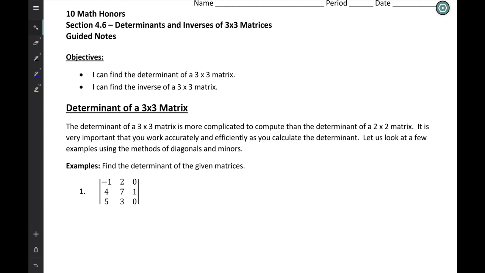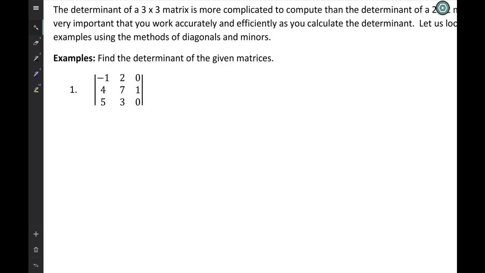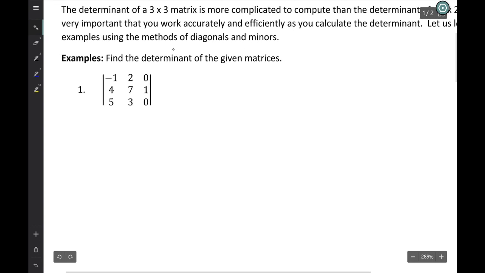Follow along as best you can, do some practice problems, and we'll figure it out tomorrow if you have any questions. For our first example here, we have two methods. We can use diagonals and minors to calculate our determinant. Diagonals is way easier, but minors has some cool applications that we can look at later, so I'm going to show you both. So first, let's start with diagonals.